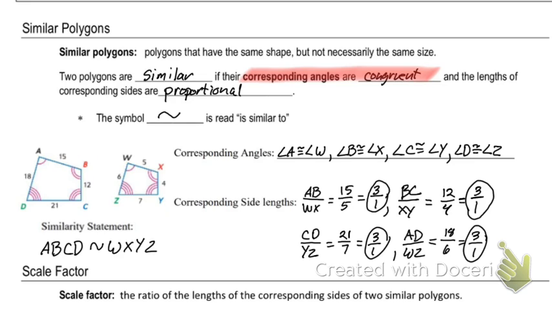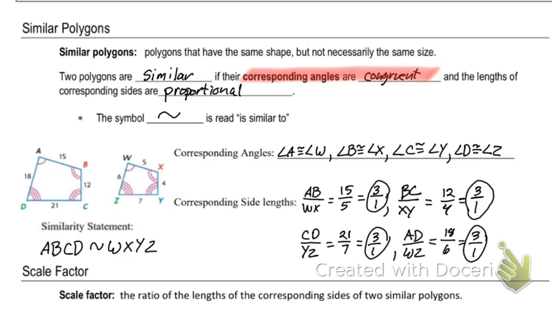So based upon what I just wrote there, A, B, C, D is similar to W, X, Y, Z. Without seeing a picture or any other bit of information, I know that A is congruent to W, B is congruent to X, C is congruent to Y, and D is congruent to Z. So order definitely matters. You might want to write that down somewhere. We know that just from when we did congruent triangles, how order mattered. Same thing here. What matches up is congruent.